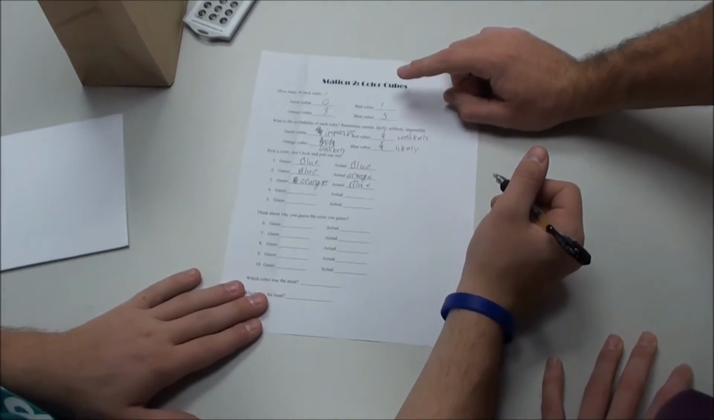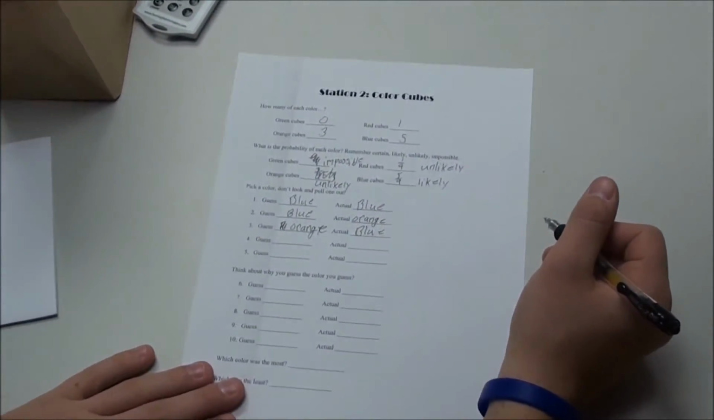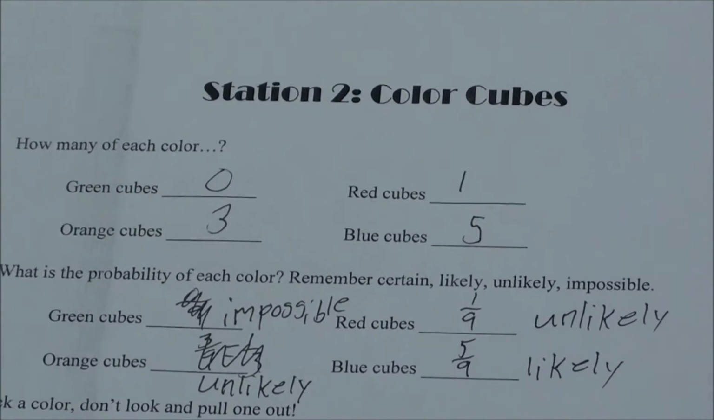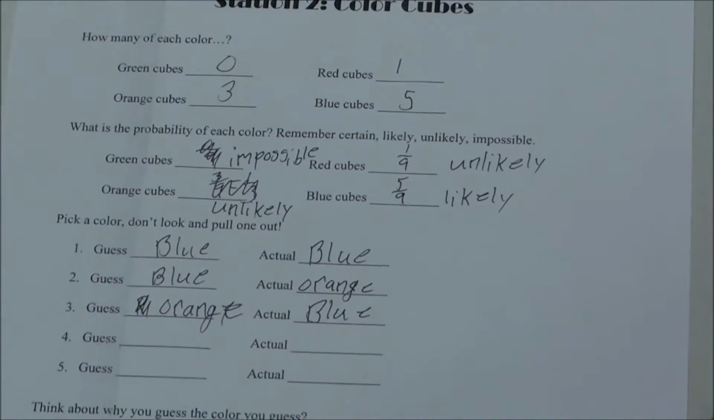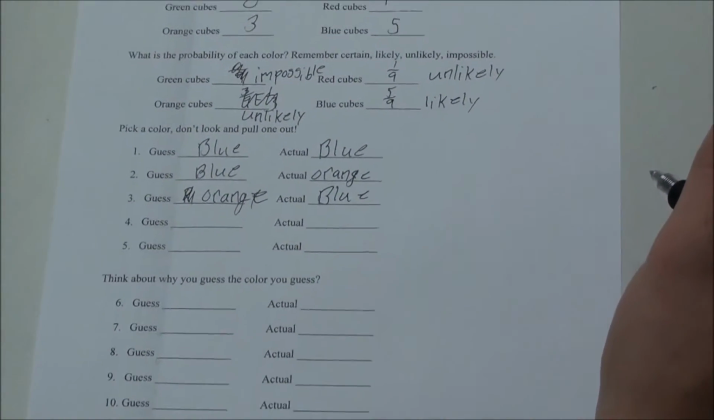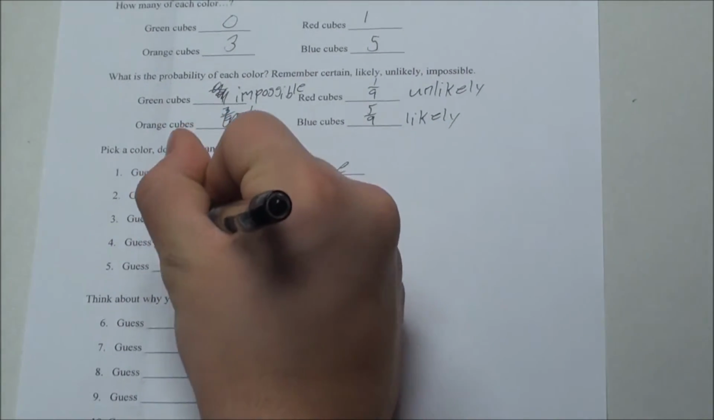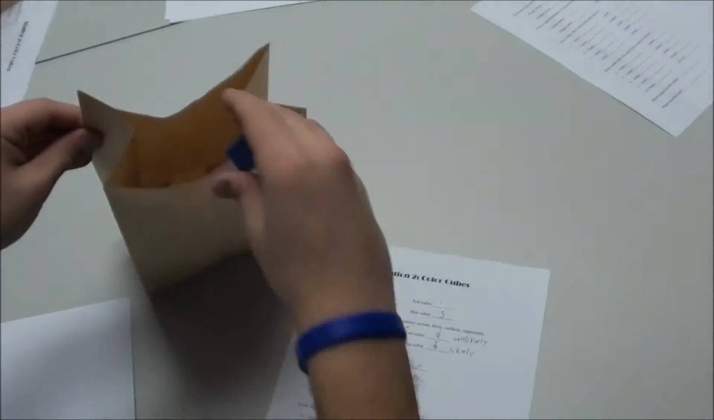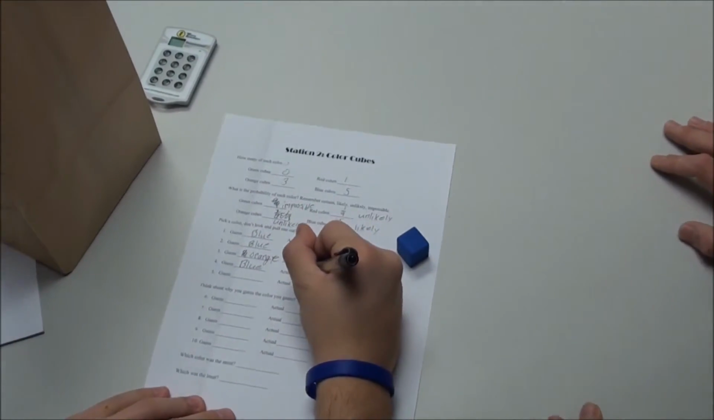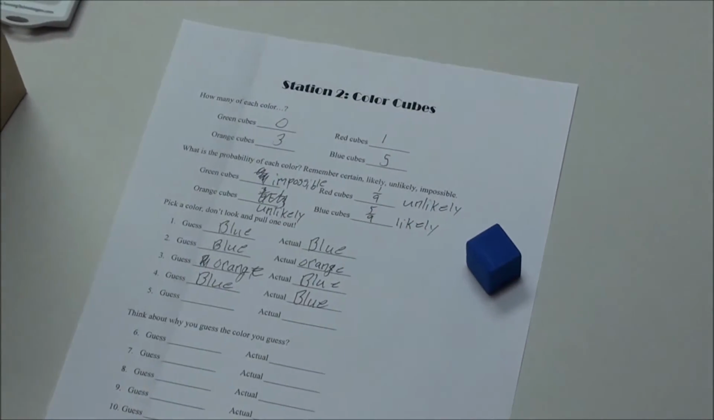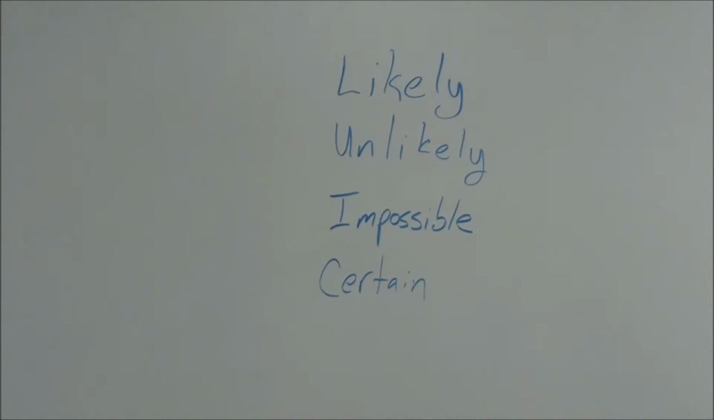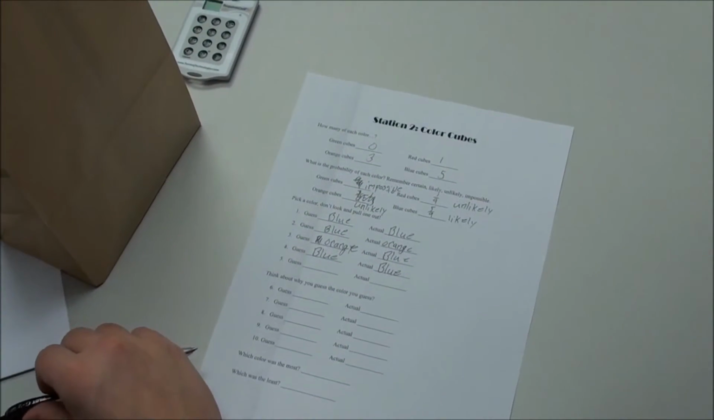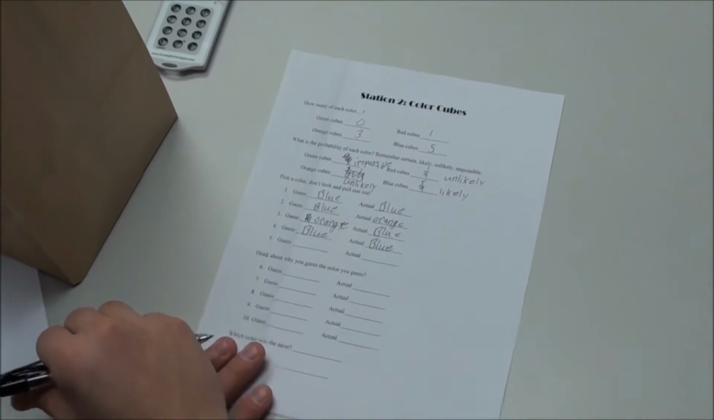Alright, Elliot, so you got 0 green, 1 red, 3 orange, and 5 blues. So what do you think you're going to pull? I see you've made a couple good guesses already. What do you think you're going to pull out this time? I think I'm going to pull a blue since there are more of those. Since there's the most blues, let's see what happens. Look at that. So what was, using one of the words that we talked about today, the probability of drawing blue? Likely. And it was likely because you already said there's more blues in there than anything else. So if you were to guess green, what are the chances you actually pull a green out? It would be impossible because there aren't any. Good job, Elliot. Go ahead, keep working.